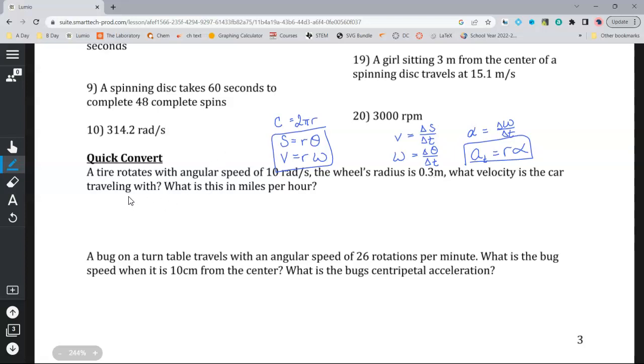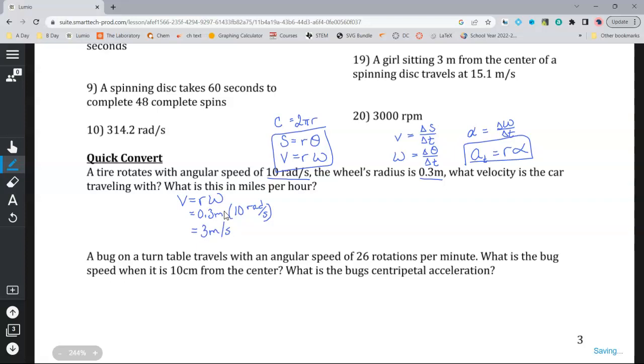So here we have an angular speed in radians per second. We have a radius and we want to know the velocity. So we're going to use v equals r omega. Our radius is 0.3 meters. Our omega is 10 radians per second. Radians are kind of like the magical, mysterious, disappearing units. They tend to just go away. So we're going to be left with 3 meters per second.